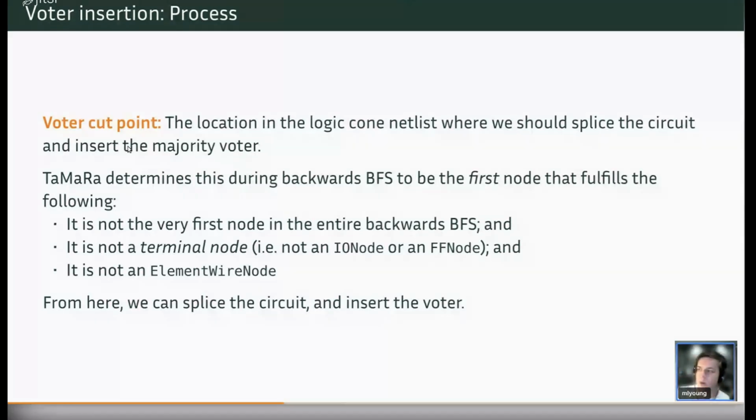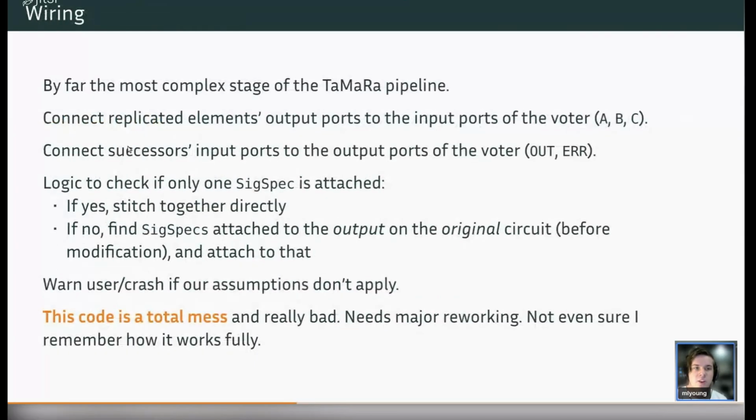So what we can do then is go ahead and actually insert the voter straight away. We have this sort of template that's made out of C++ macros that we can grab and just stamp into the circuit. And that works, but now we need to wire everything up together, and it turns out that ends up being the most complicated process. We want to basically connect the replicated elements' output ports to the input ports of the voter. The input port of the voter, as you might have seen all the way back in the intro, has A, B, and C as the input, which come from the three replicas, and then also an out, which is the majority voted signal, and then also the error signal as well.